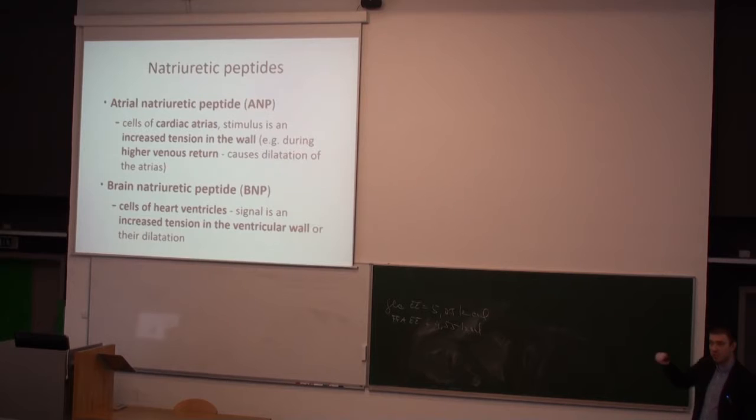So do you understand this regulatory loop? More blood coming to the heart, bigger dilation, bigger tension, releasing of these hormones, and therefore reducing the volume of the blood.